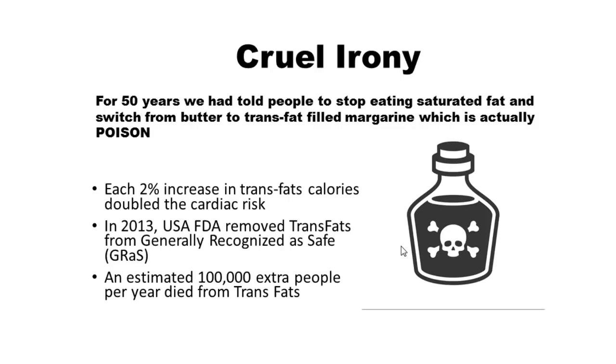So in 2013, the FDA removed trans fats from the generally recognized as safe, or GRAS, list. So these are foods that are generally recognized as safe, and they took trans fats off of that. In other words, they acknowledged that trans fats were literally poisonous. So for 40 years or so, we told people to switch from eating butter to eating poison. And an estimated 100,000 people every single year died because of that advice, which actually stemmed from no evidence at all. So that was the most ironic part.